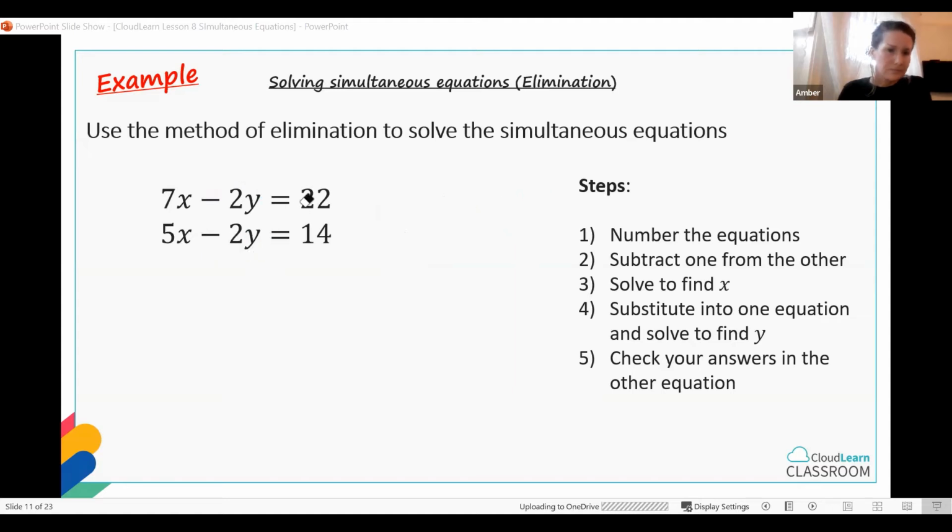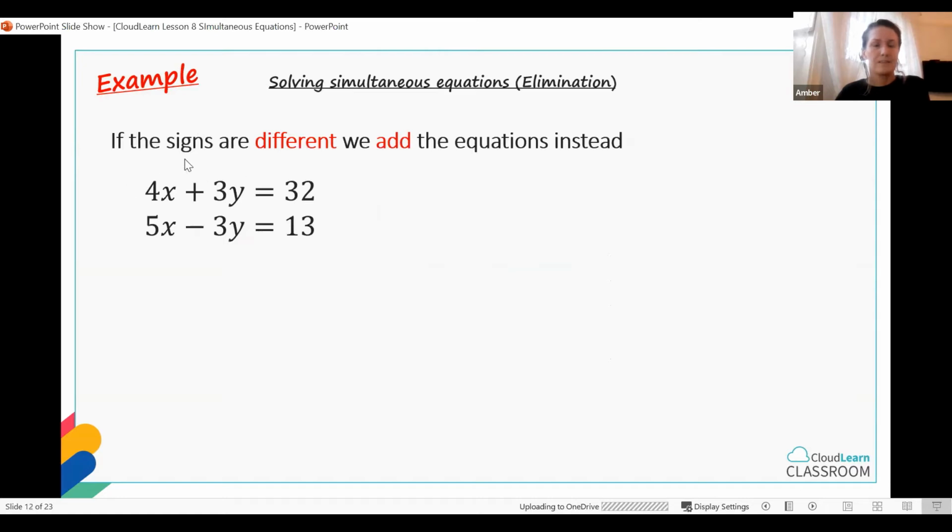So the next kind of step, and actually some people find it easier, is what if you have a problem where the signs are different? So the numbers are still the same, but the signs are now different. So you can see here, we've got plus 3y and we've got minus 3y. I'm going to do that in a different color.